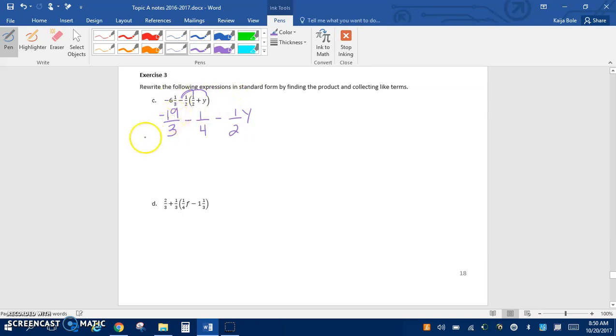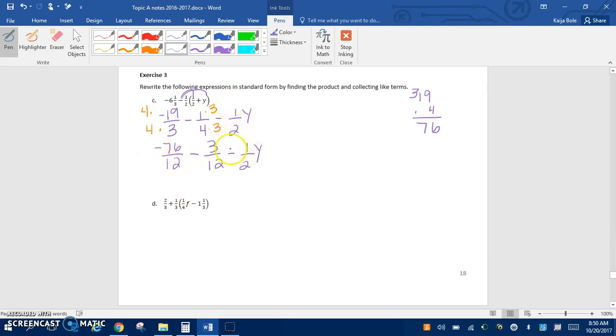Now if we look here, we have two fractions that we need to combine. Then this negative 1/2 y is just going to hang out because it has nothing to combine with. So we need to get a common denominator here, which will be 12. We're going to multiply by 4 for the first one, then multiply by 3 for the second one. So that means we would get 19 times 4. Let's see, 9 times 4 is 36, and then 7. So this would be negative 76 over 12 minus 3 over 12, and then still have the minus 1/2 y.